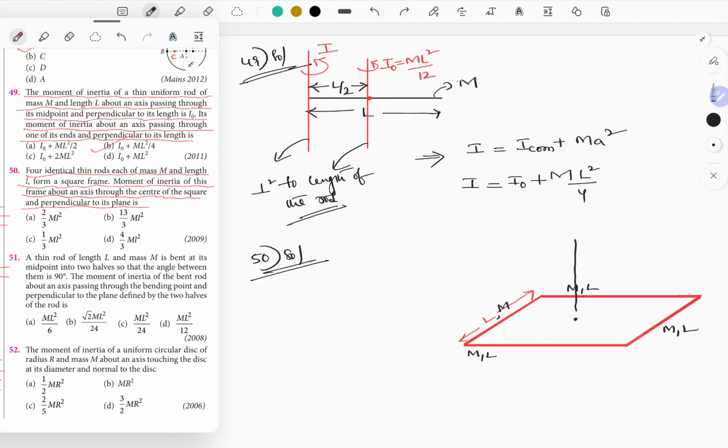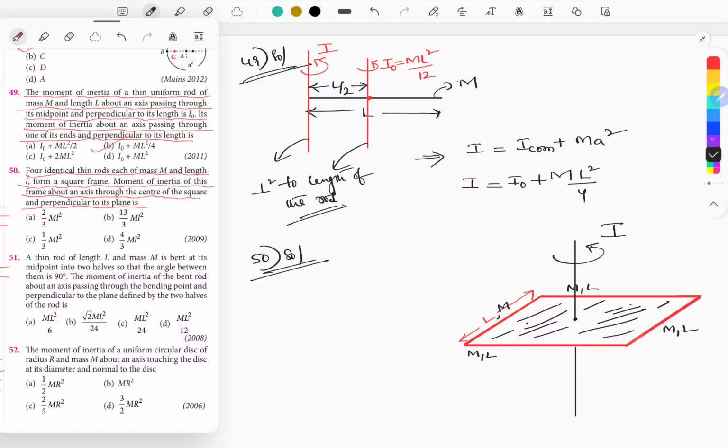Next, what's the question? The axis is passing through the center of mass of the square and perpendicular to its plane. Hope you understood. This is the plane, the complete plane. So this axis is perpendicular to this plane. This is how I need the moment of inertia. Let's say that is going to be I. How do we find the moment of inertia of this system? Let me give you a trick.